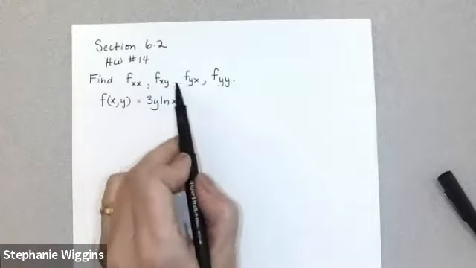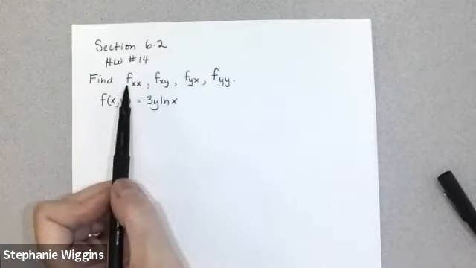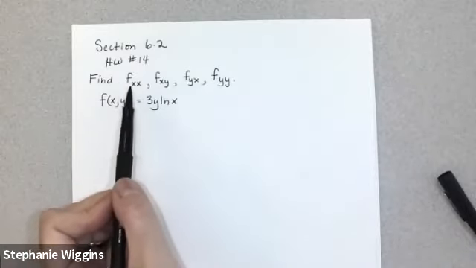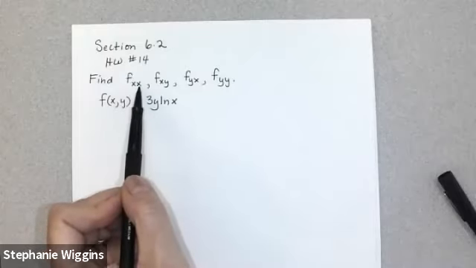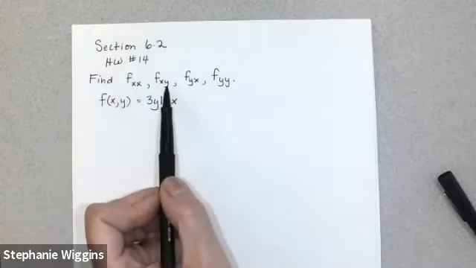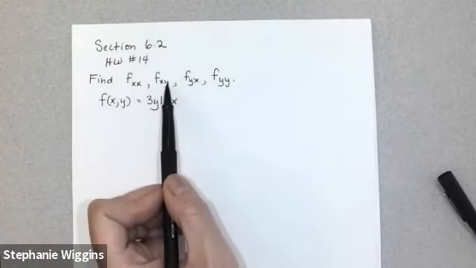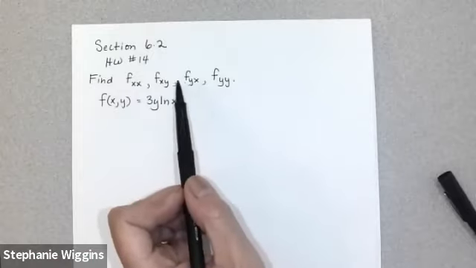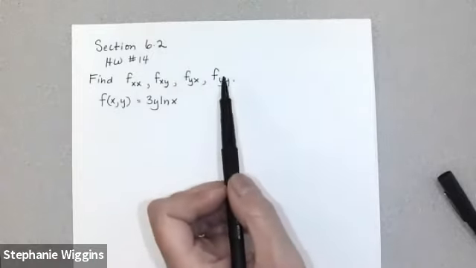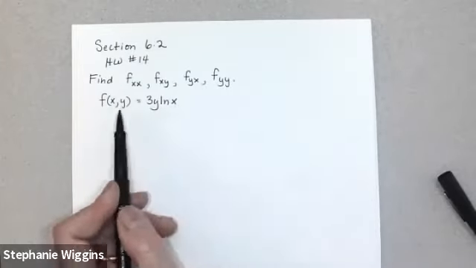And these are second order partial derivatives. Second order because we have differentiated twice. First with respect to x, then again with respect to x. Here we've differentiated first with respect to x and then with respect to y. Here we're differentiating first with respect to y, then with respect to x, and then both times here with respect to y. Okay, for this function.